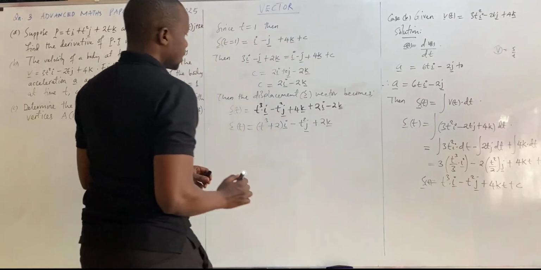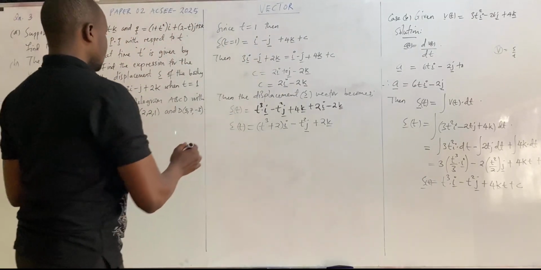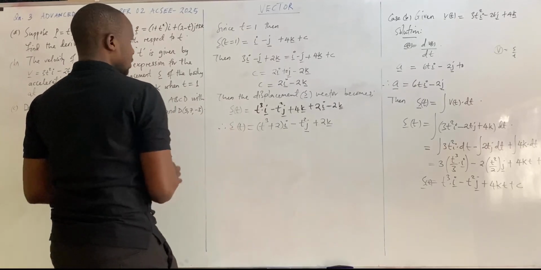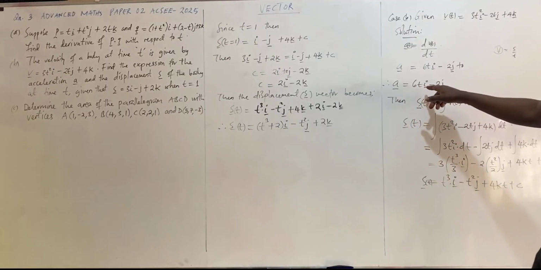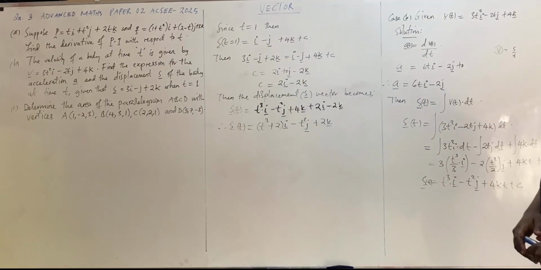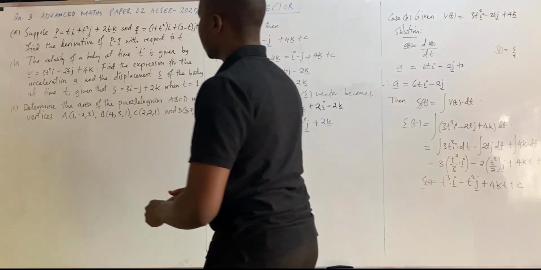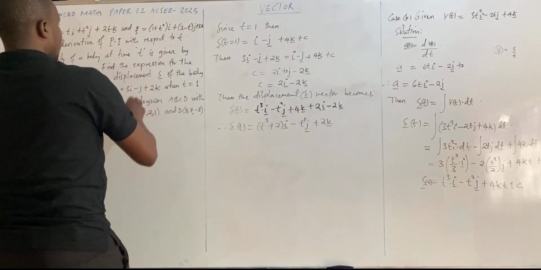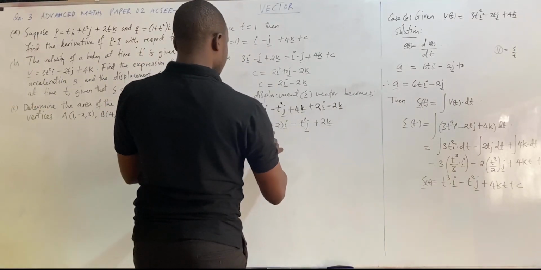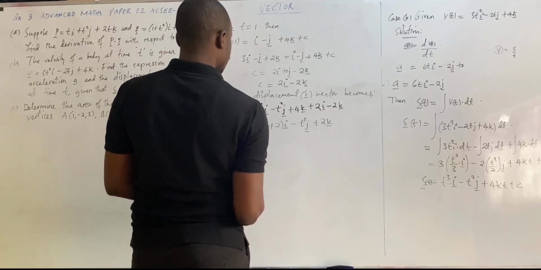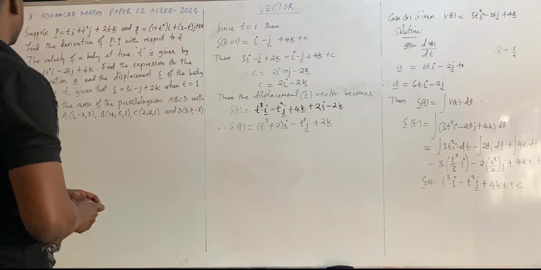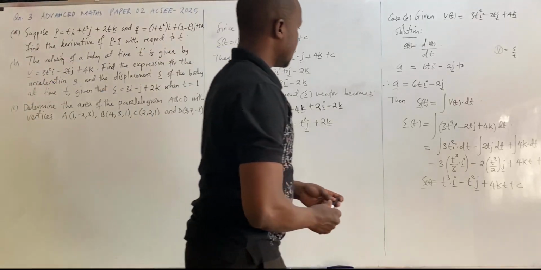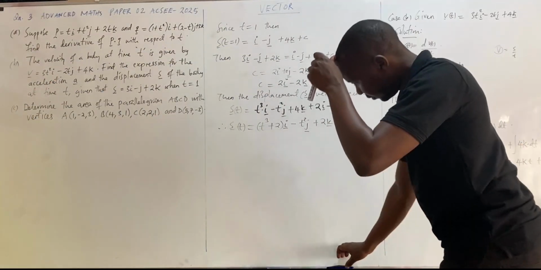As a function of who? As a function of t, as actually from the question. So the expression for the acceleration now is 6t i minus 2j, and the expression for the displacement of the body at time t is given as that one. So up to that point, we have managed to answer part B. Now let's see part C.